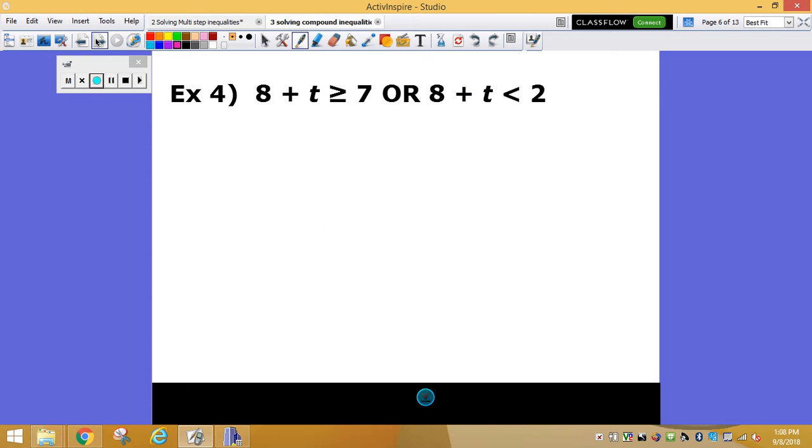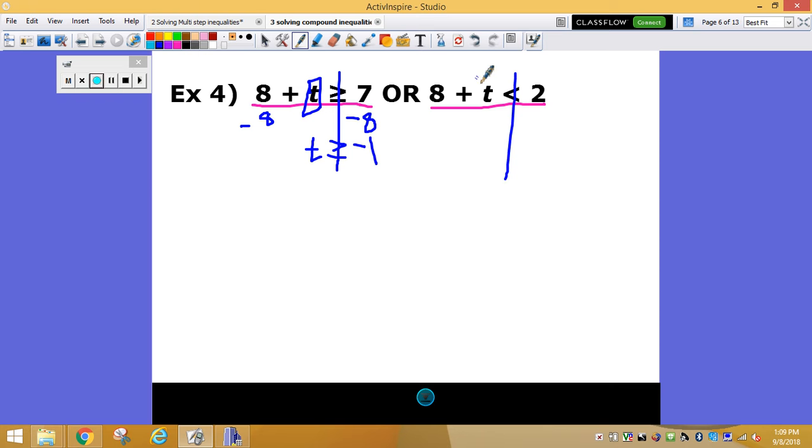All right, this one has an or. I actually think these are maybe a little bit easier because you're going to solve this inequality, and then you're going to solve this inequality. And we're just going to graph our two answers. So here we go. I want to get t by itself, so I want to move this 8. The opposite of a positive is a negative. So I have t greater than or equal to negative 1.